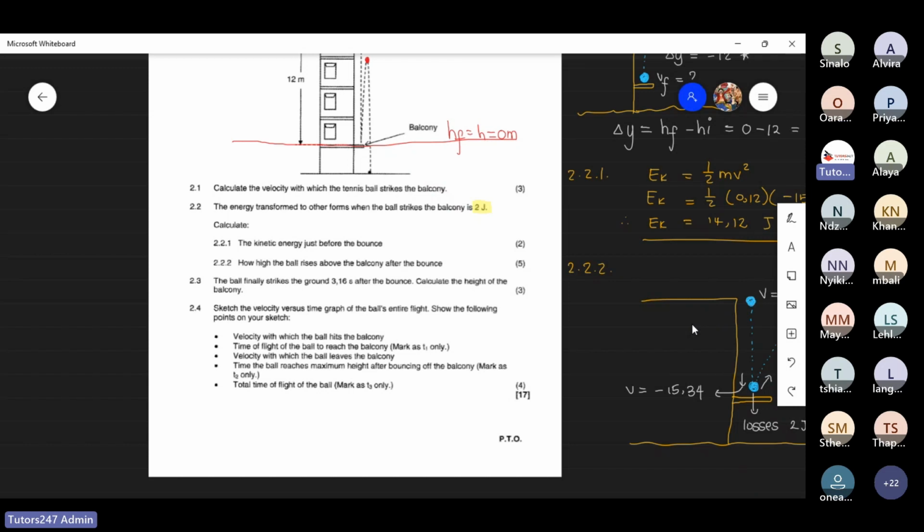So you go into the shop with 14 Rand, you lose 2 Rand, how much do you come out with? Think of it like that. So this ball hit the balcony with 14.12 joules. It lost 2 joules and it rebounded with how much energy? Just minus 2, or 2 lower than what it entered with. Okay. Yeah, thanks. Perfect.